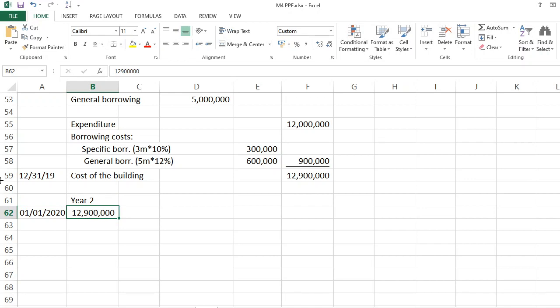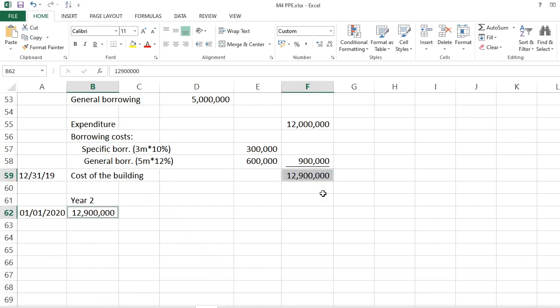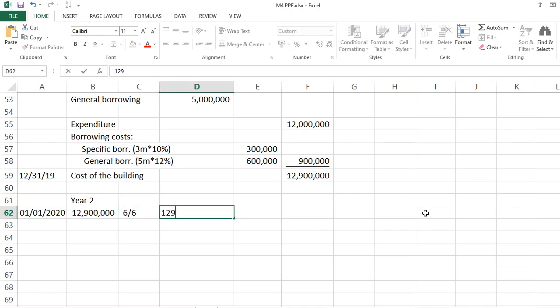That's 12.9 at the beginning of the year. Again, asa ganigi ka ng 12.9? Dire. Katong cost of the building at the end of last year. 12.9, but how many months siya outstanding? So, based on the problem, it was completed on June 30. So, that's only 6 months outstanding. So, that's 6 over 6. And that is still 12.9.